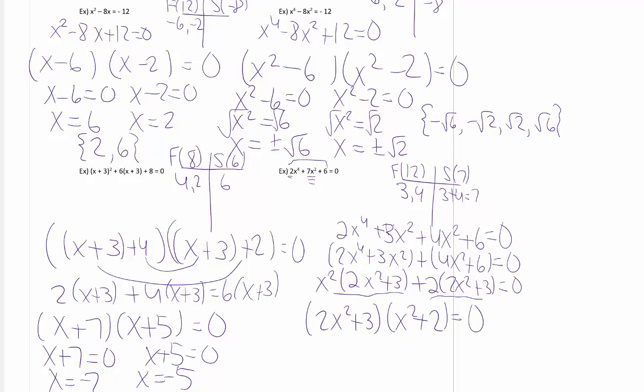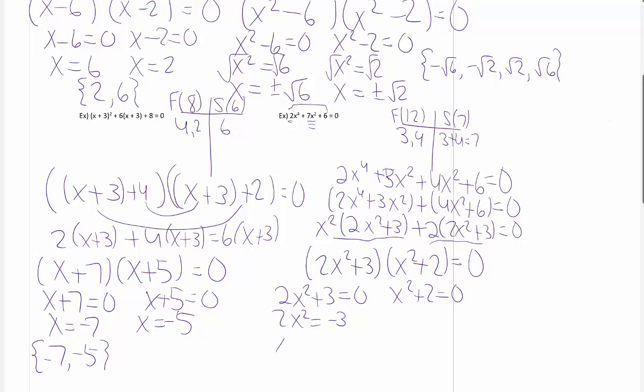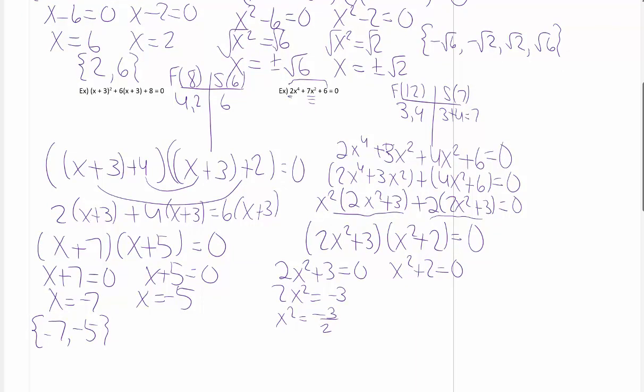Now again, you can check your answer for all these problems by multiplying or foiling them to get back to the original. Okay, set each factor that contains a variable equal to 0. We'll start with the left, subtract the 3, divide by 2, and then we're going to take the square root.